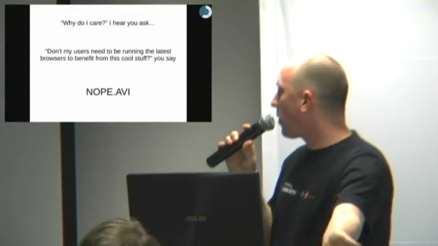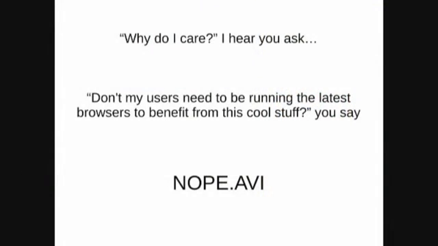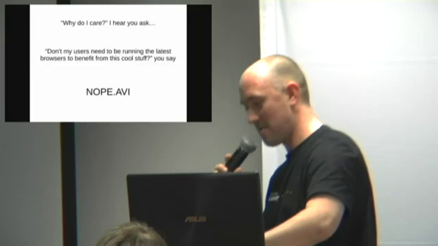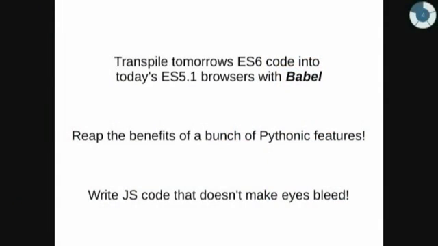So I know you're saying, why do I care? I mean, my users are running IE9. They can't use this stuff. This is not going to be available for another 5 years. Not true. So you can transpile ES6 code into ES5.1 browsers using a tool called Babel.